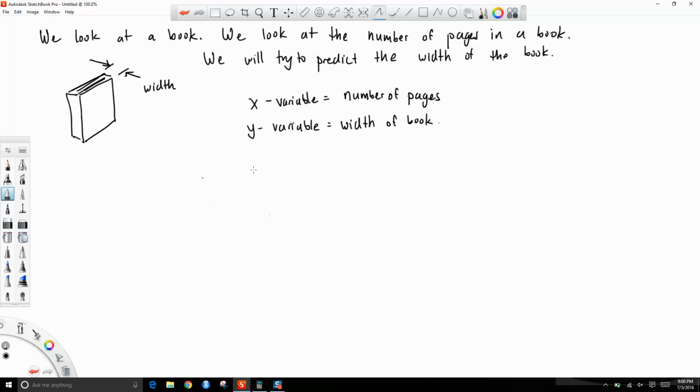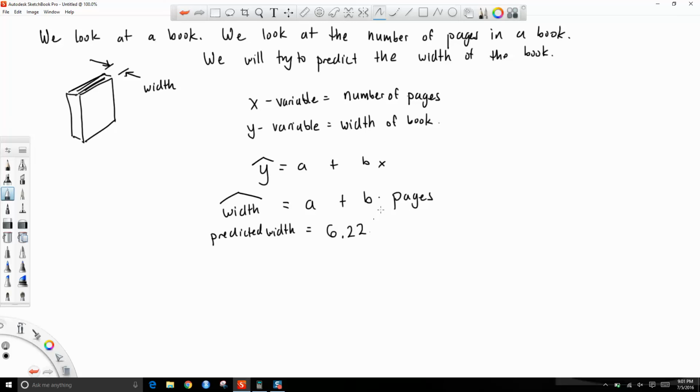Okay, and so in the form y hat is equal to a plus bx, we're going to have width hat, or we might say predicted width, is equal to a plus b times x, and x is the number of pages. I'm just going to write pages here. Or I'm going to just plug in values here, so we've got 6.22 plus 0.0366 times pages. Okay, so the values 6.22 and 0.0366 were just provided in the book.